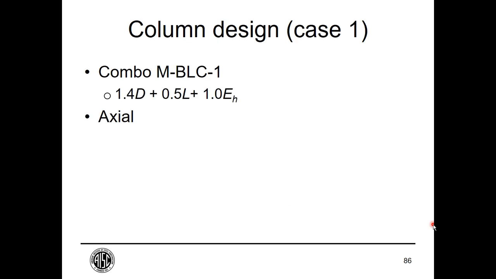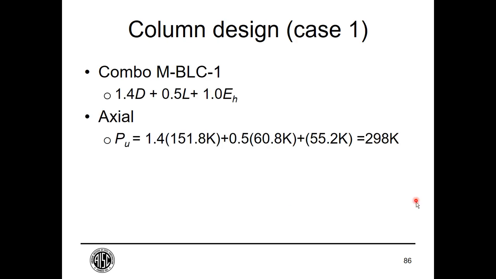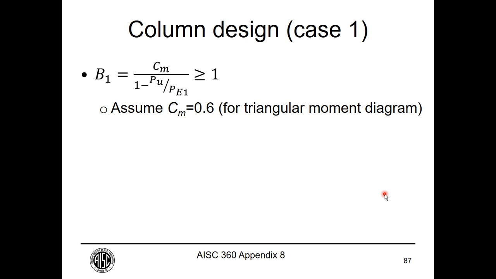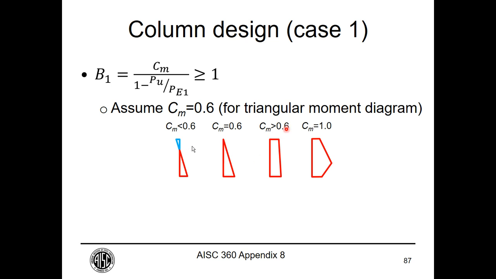Okay, so for the combined axial and bending, here's the axial with unamplified seismic, the bending including unamplified seismic. We have a B1 factor. The B1 factor is based on C_m, 1 minus P over P_e. The C_m has to do with the shape of the moment diagram. Typically, for a special moment frame column, we have reverse curvature. We don't know exactly where the inflection point is, but we know that at worst, our C_m is going to be 0.6.